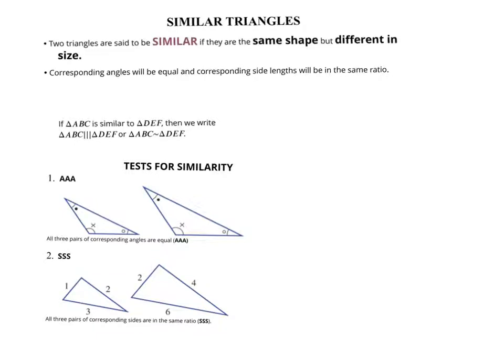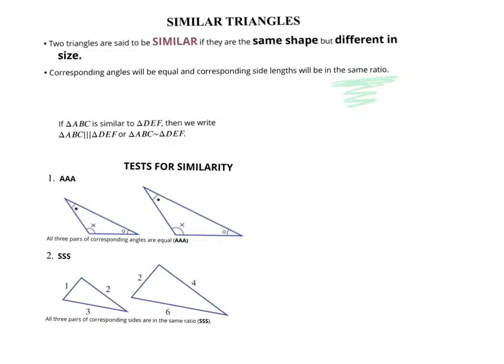Similar triangles are exactly the same shape, but they are different sizes. When we talk about different size, we're talking about the sides being in proportion to each other, and we'll get into that a little further on in this exercise. Now, what do we know? We know that corresponding angles will be equal and corresponding sides are in the same ratio. That's an interesting point, are in the same ratio.